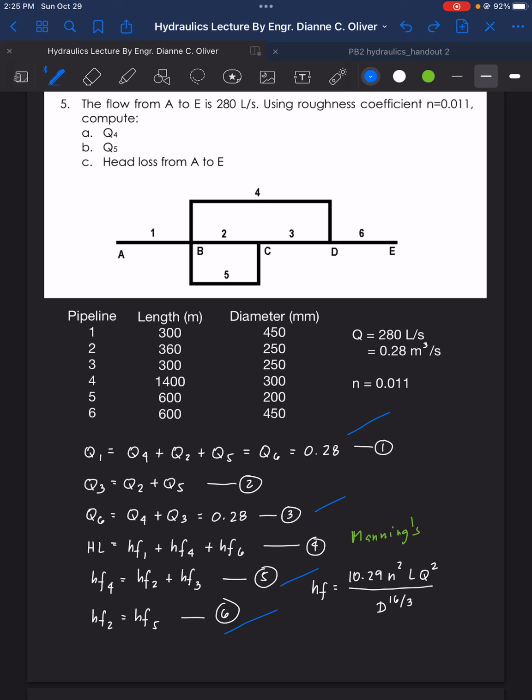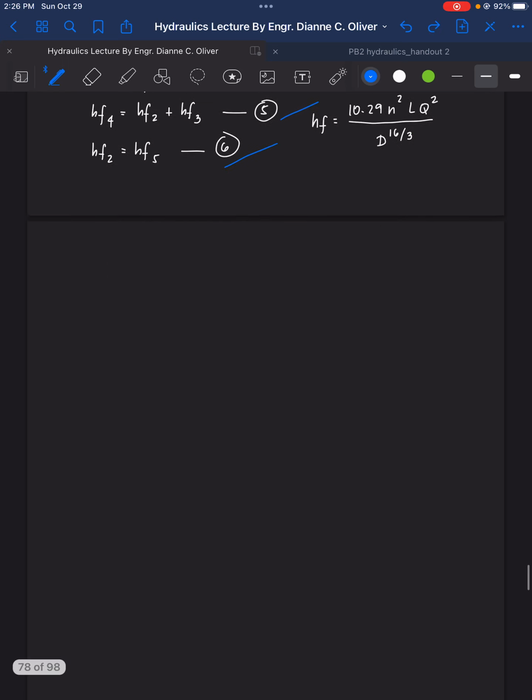So we will substitute here in equation 1 our Q4 in terms of Q5 and Q2 in terms of Q5, and then we will solve for Q5. So we will first determine the value for Q5. After determining the value of Q5, we will finally get the value for Q4. So it means we will get the value of Q5 first before getting the value of Q4. Okay, so that's our plan for this problem.